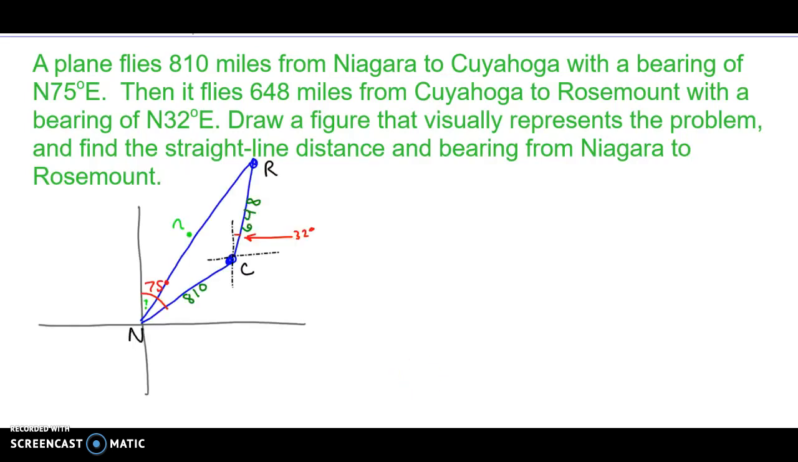So let's take a look here. So this is the Niagara. I keep wanting to say Nicaragua. Niagara, Cuyahoga, and then Rosemount. Okay, they're the distances that they have traveled at the bearings that were given. Okay, so this was the north 32 degrees east. Okay, so what we are trying to find is the distance from Niagara to Rosemount. So we want to find this length. We also want to know the bearing from Niagara to Rosemount.